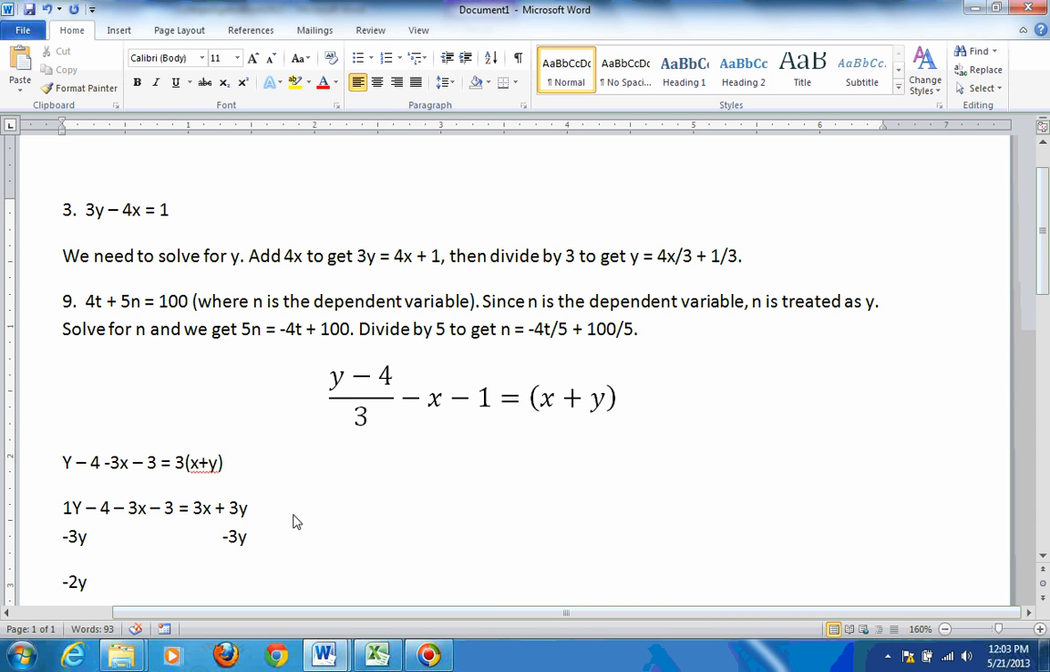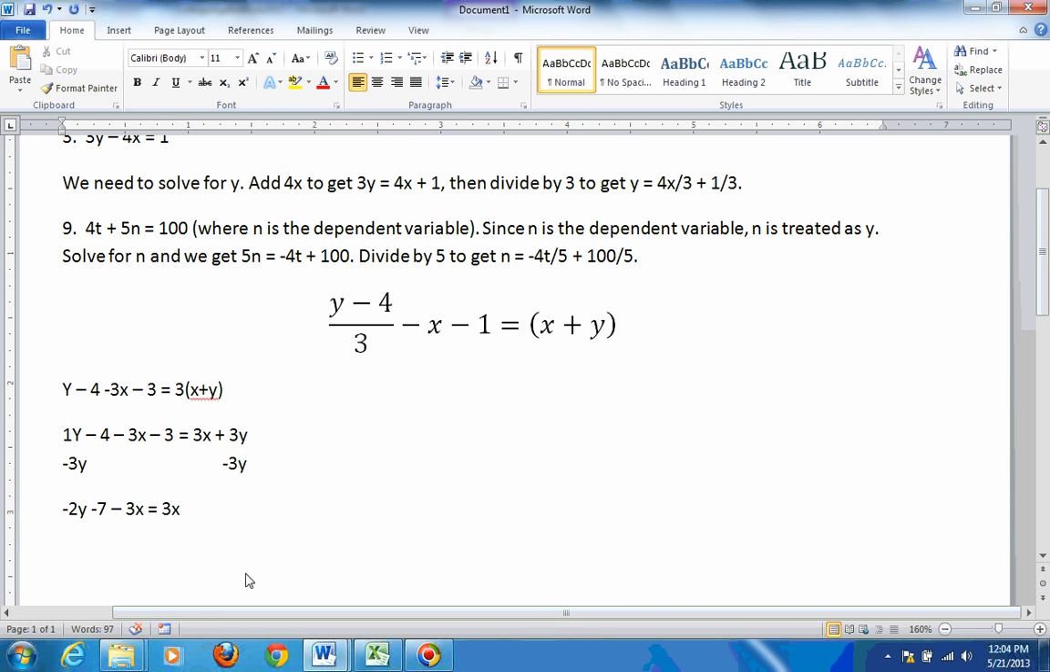And let's write down the rest of the stuff we have here. Let's combine the like terms right here. Minus 4 minus 3 is minus 7. And I still have a minus 3x here. And on the other side, all I have left is that 3x, because I already subtracted the 3y. 1y minus 3y is negative 2y. Minus 4 minus 3 is minus 7. Minus 3x equals 3x. Well, you add 7 to both sides and add 3x to both sides. We get minus 2y equals, adding 3x to both sides, I get 6x. And add 7 to both sides, I get plus 7.